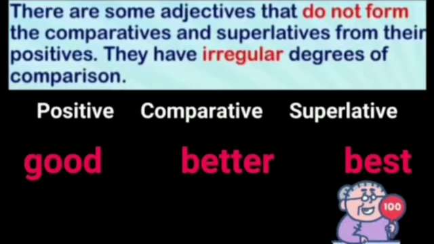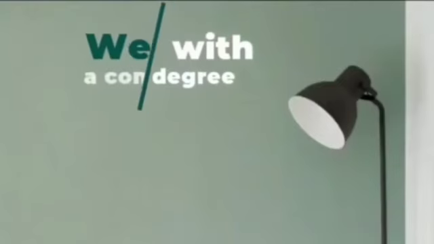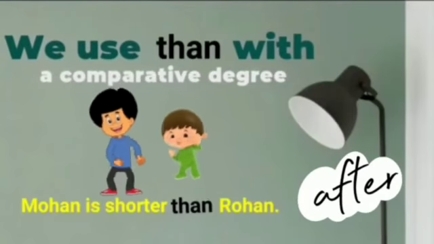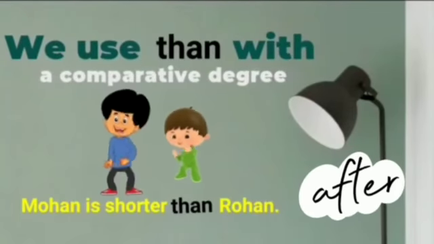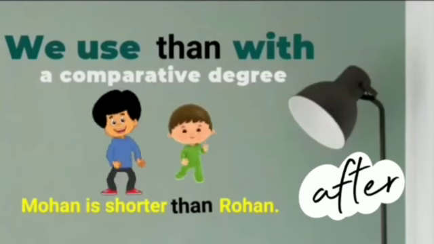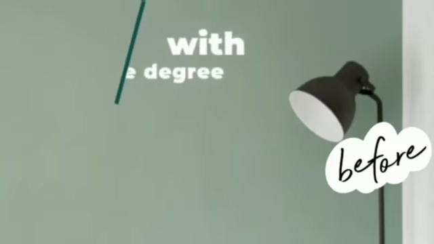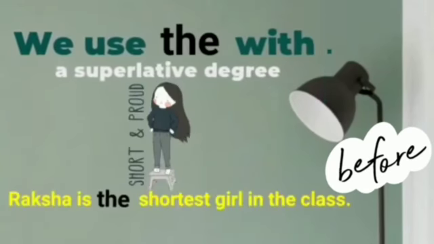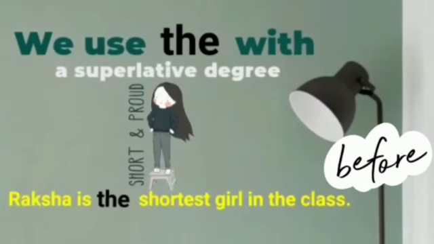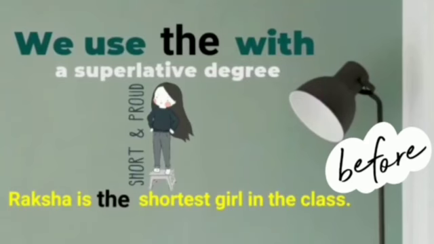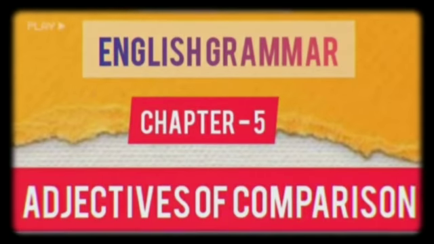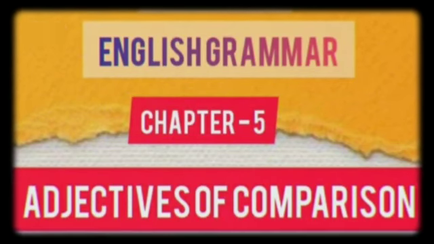Now, children, the most important point you should remember is that we use than after the comparative degree. For example, Mohan is shorter than Rohan, and we use the before the superlative degree. For example, Raksha is the shortest girl in the class. So children, this is all about adjectives of comparison.